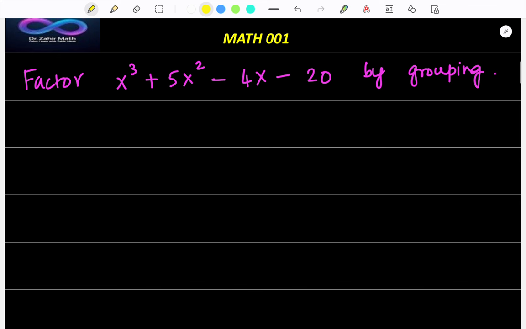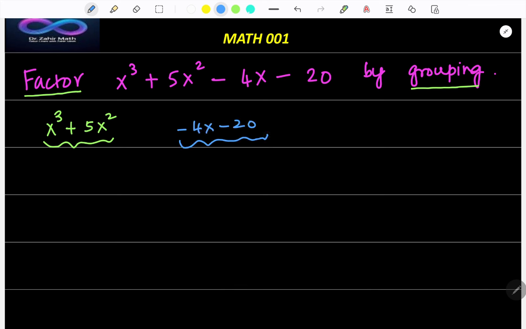Let's go to the next question. Factor by grouping. So we cannot use the calculator. So you have to do grouping. But you can check the answer after that. Okay. Right. So grouping means what? x cube plus 5x square. You have to make one group. And then minus 4x minus 20. You are going to make another group.